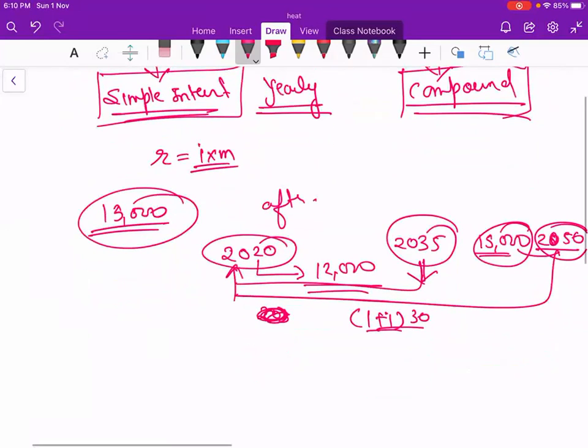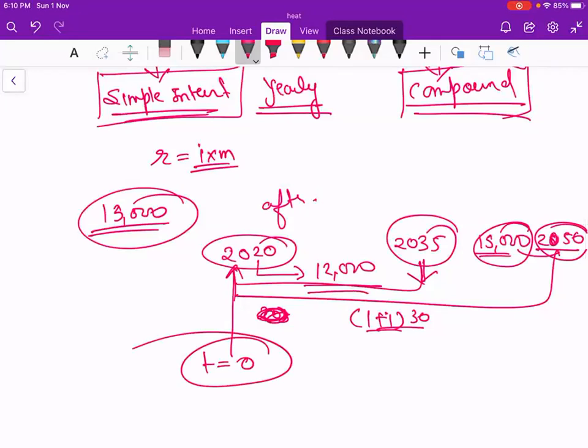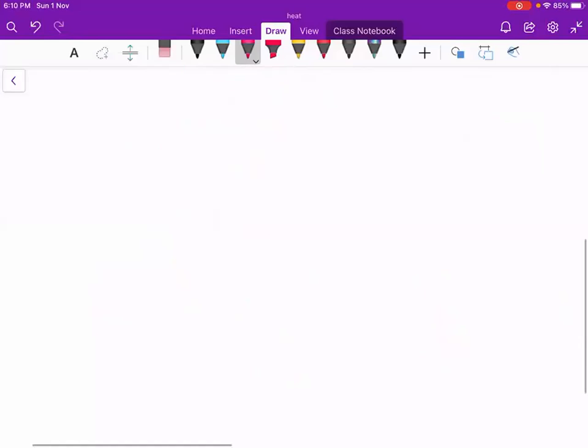Because we want all the money at time t equals to 0. Okay, fine. Right, question.